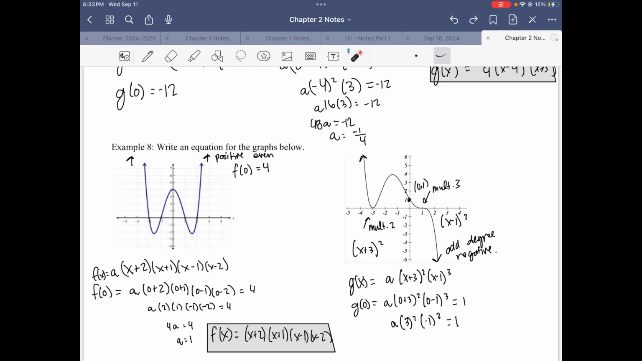So that simplifies down to a times 3 squared times negative 1 cubed equaling 1. And then 3 squared is 9. Negative 1 cubed is negative 1. 9 times negative 1 is, of course, just negative 9. And so 1 divided by negative 9 is negative 1/9. So there's our a value. And then we can just go ahead and plug it into that function we already knew. So we put negative 1/9 in for a. We still have our x plus 3 squared and our x minus 1 to the third. There we go.